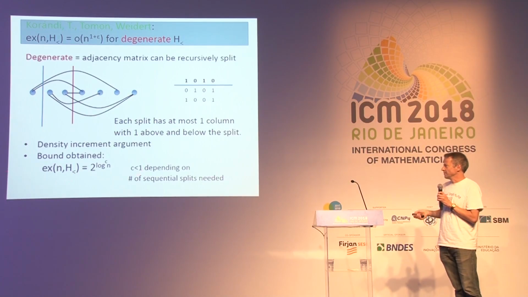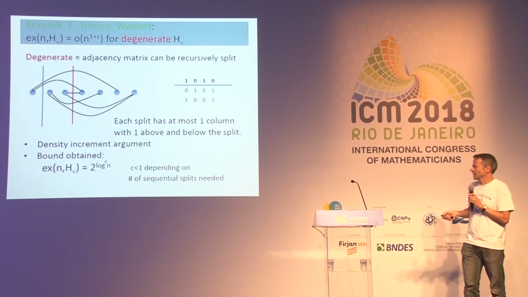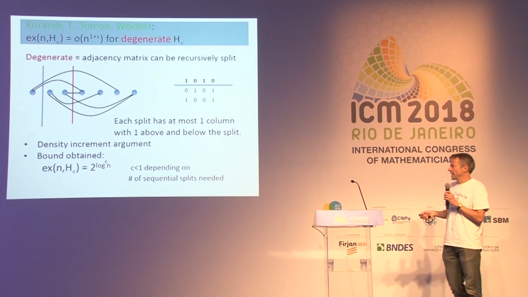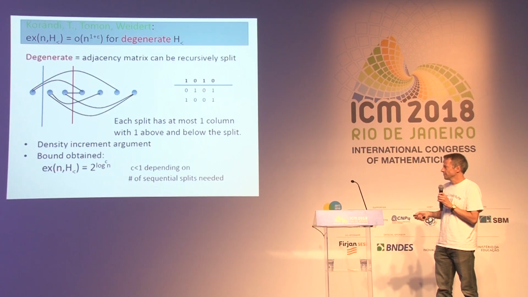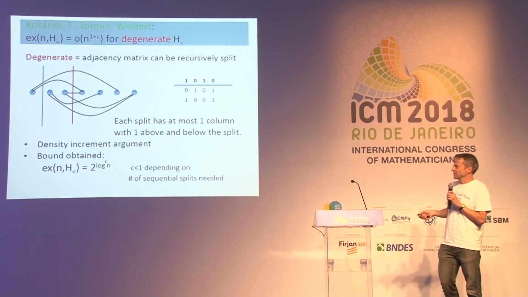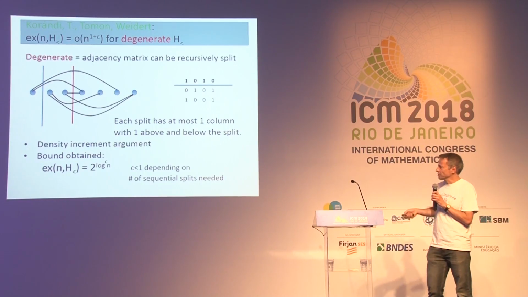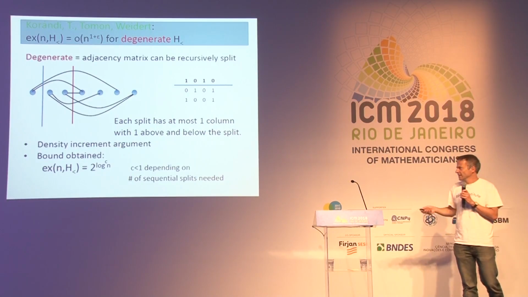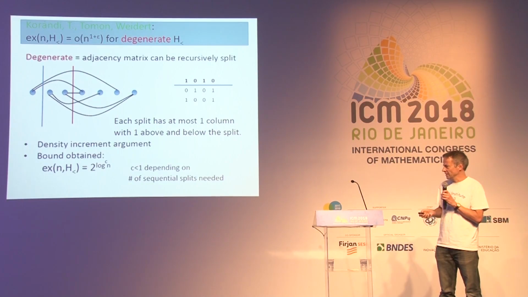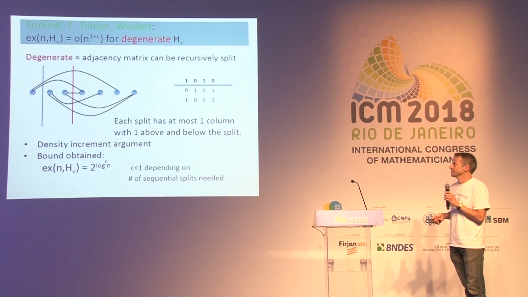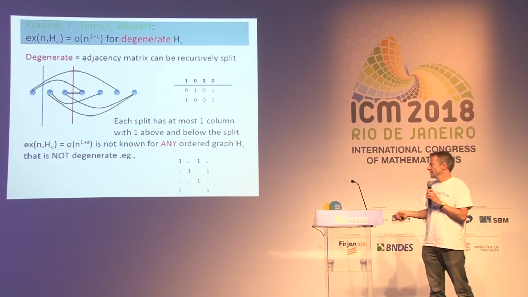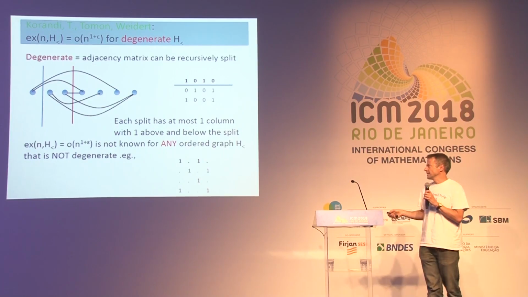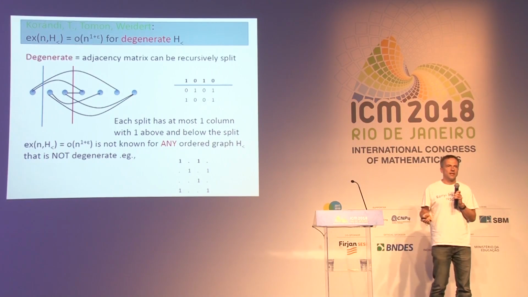And this is the bound that we actually prove. So it's not n times polylog n, but n times 2 to the log to the c of n, where c is less than 1. It's certainly little o of n to the 1 plus epsilon. And this is, as I said, the state of the art.